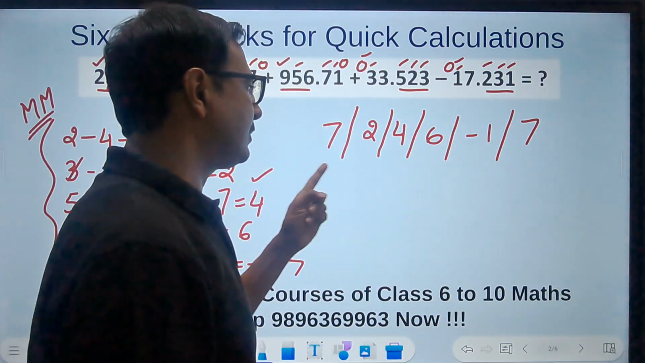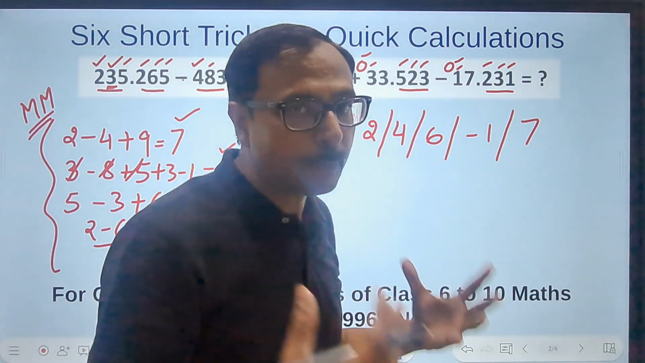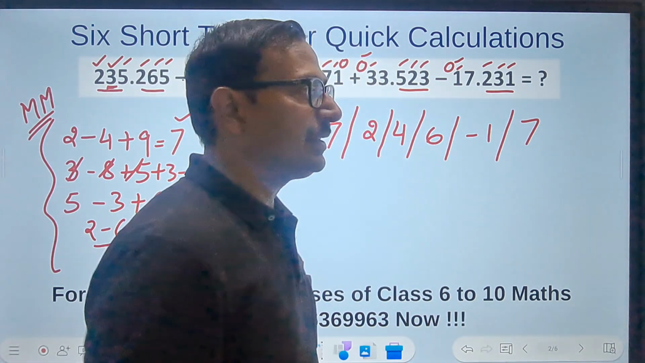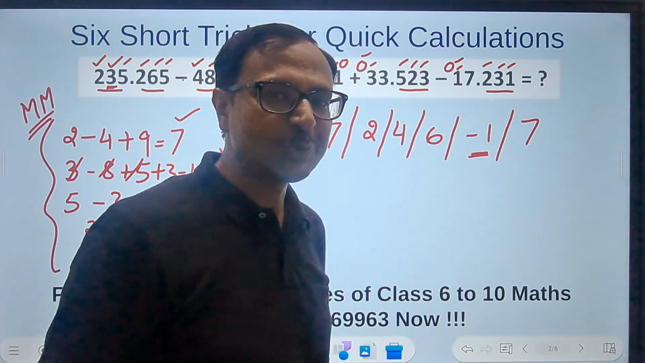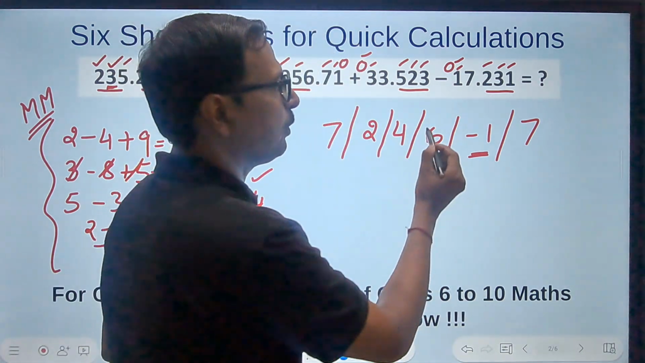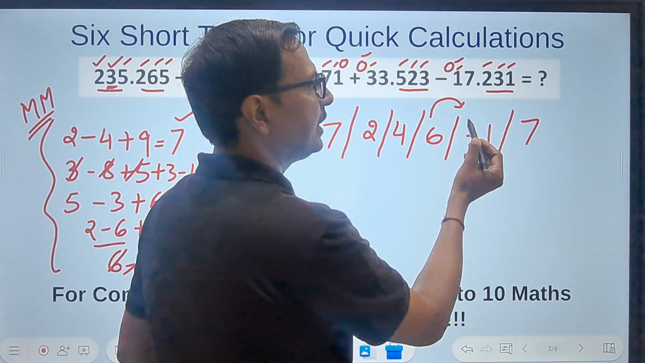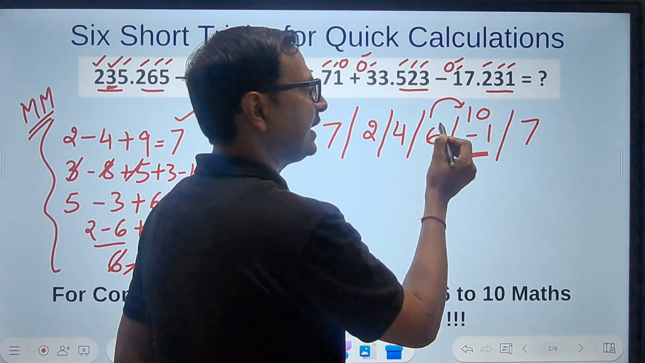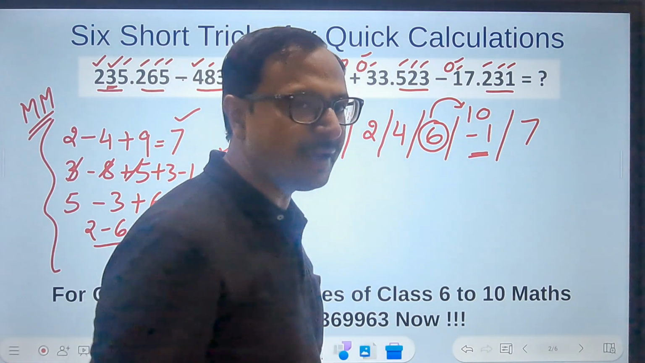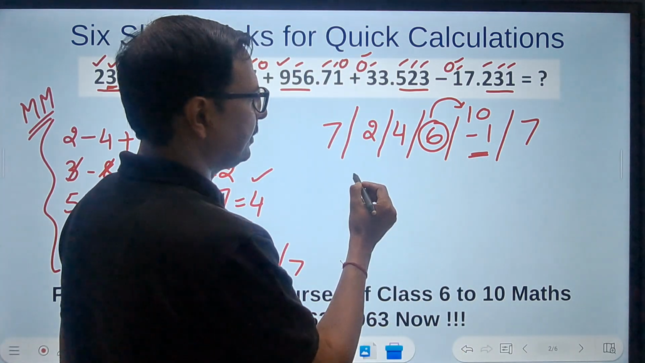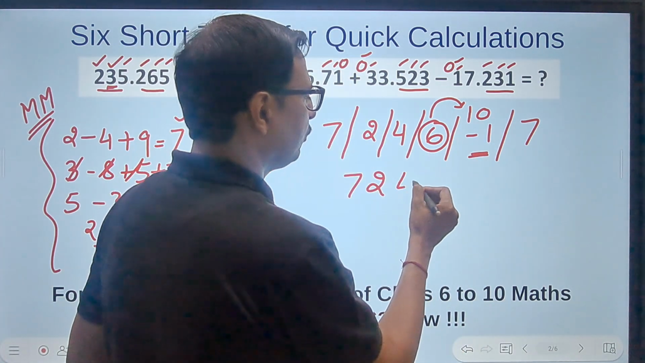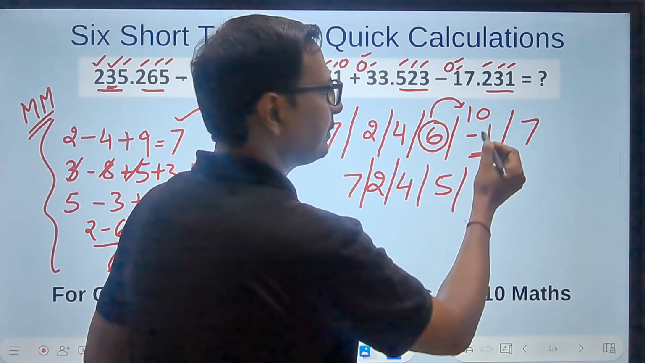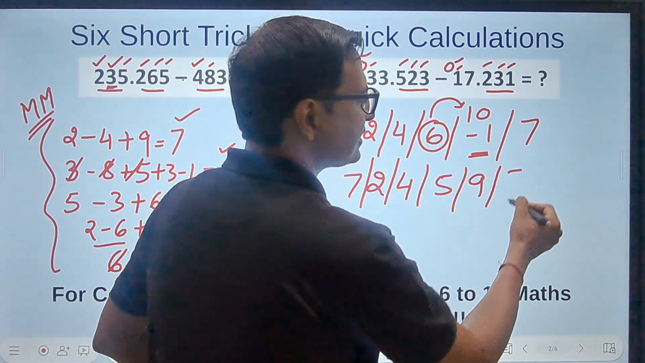Now in case all these numbers are single digit numbers and they are all positive, so you get your answer directly. But here we can see that there is a number which is negative. So what we do with negative numbers? Just borrow 1 from the previous number. So this minus 1 gets subtracted from 10 and this gets reduced by 1 because it has given away 1. So what will be the result? It is 7, 2, 4, no change here. 6 becomes 5 and 10 minus 1 becomes 9 and finally the 7.